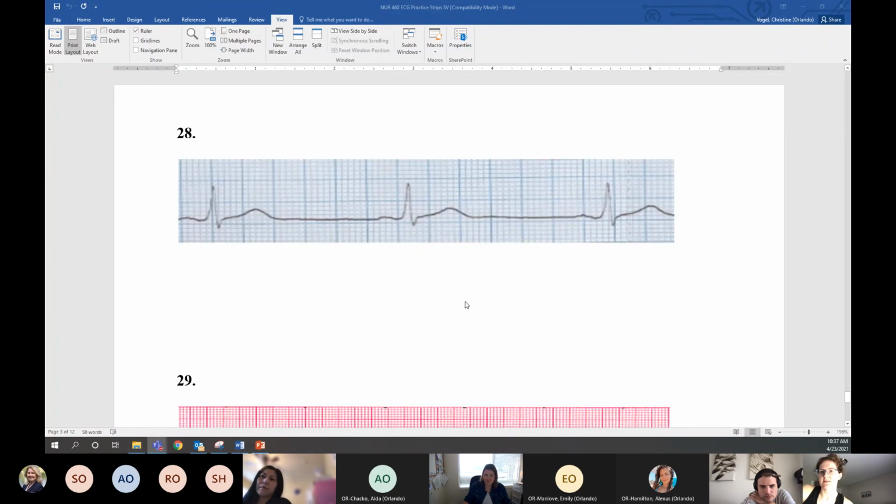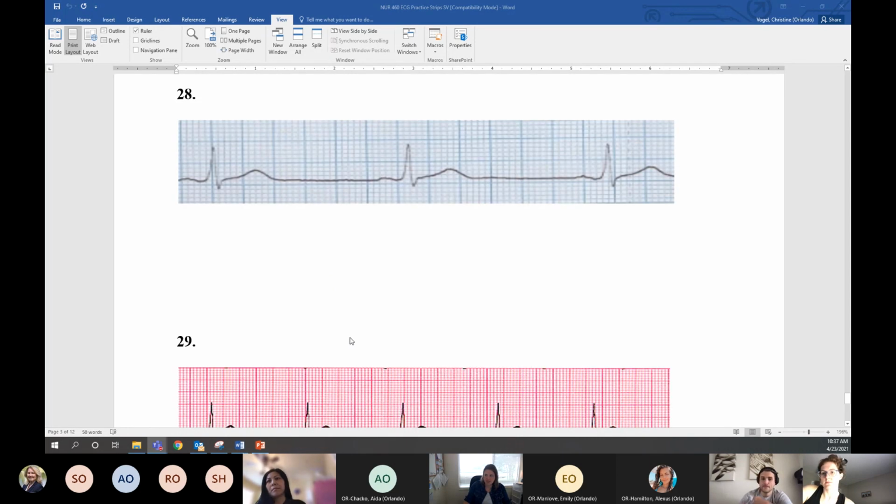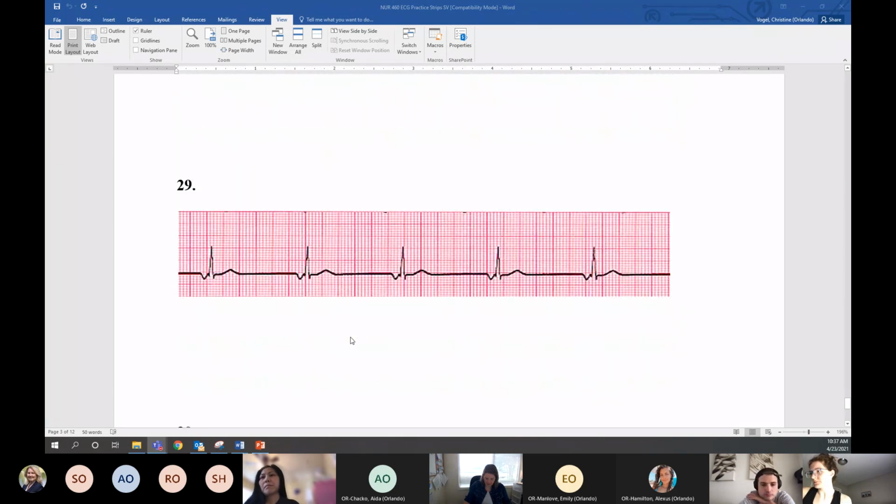Would those classify as tall tented T waves? We would look at their electrolytes just because this is not a normal looking strip, but tall tented T waves would probably be a little bit higher than that and more marked, but good notice. 29. We're almost at the end.